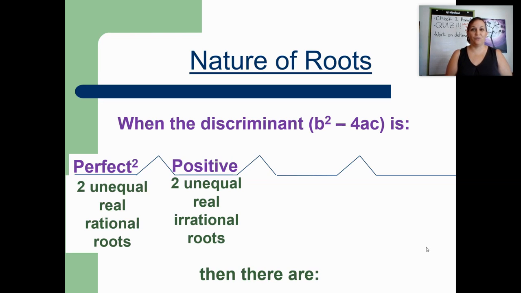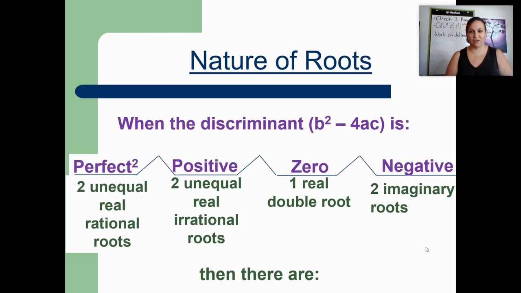Our third scenario, when the discriminant is the number 0, like literally the number 0, then there is one real double root. And finally, when the discriminant is any negative number in the whole entire world, then there are two imaginary roots. So make sure that you copied this chart into your notes. And then let's do some problems.